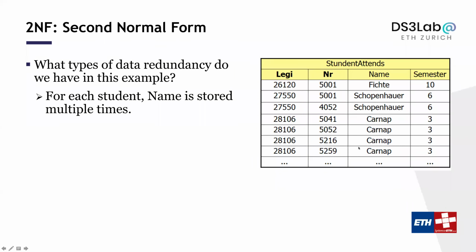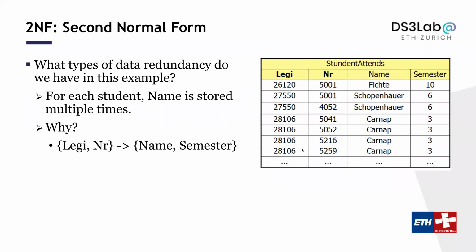So essentially for each student, the name and the semester of the student are stored multiple times. And in applications that could cause problems, right? If you think about why that could happen, fundamentally, you have the key of the relation, which is a combination of the student ID and the lecture number. Essentially, you have the functional dependency from the ID and the number to the name and the semester.